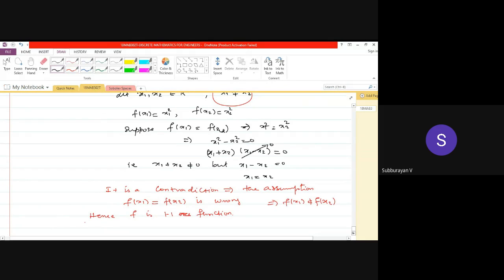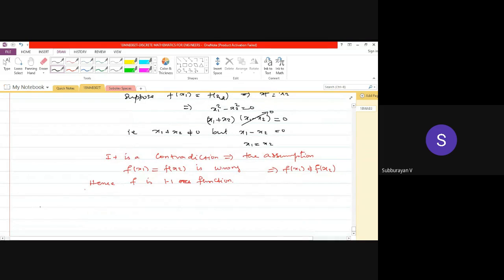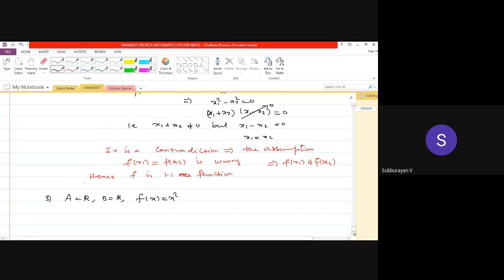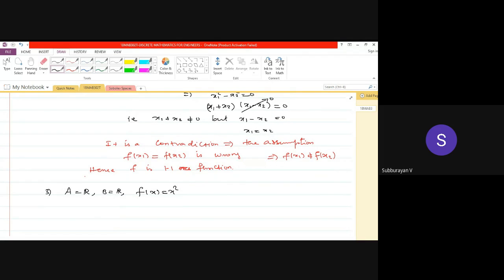Okay. See, I'll give another problem. You tell me whether it is one-one function or not. Third one, suppose my set A is equal to the set of real numbers and B is equal to the set of real numbers. I define the same function f of x equal to x square. Is it a function first of all? Yes, sir. It is a function. First of all, it is a function. Then whether it is one-one function. Is it one-one function?